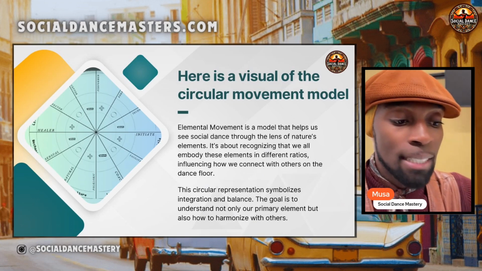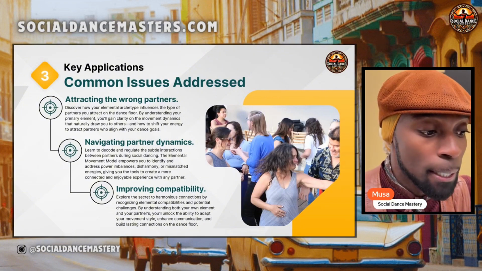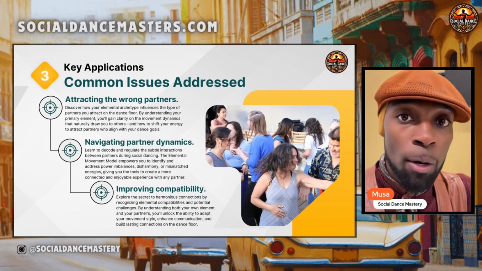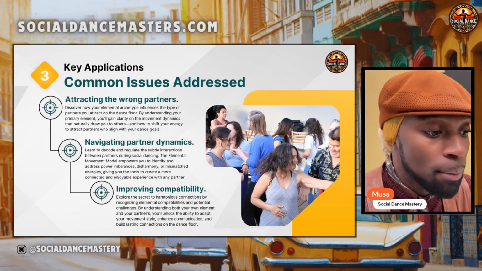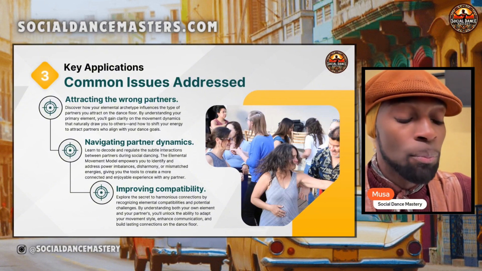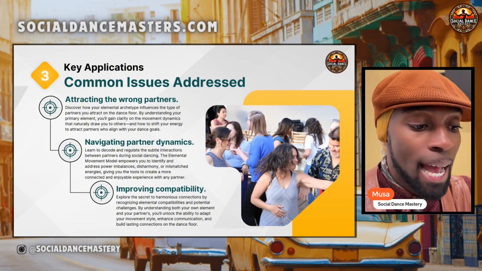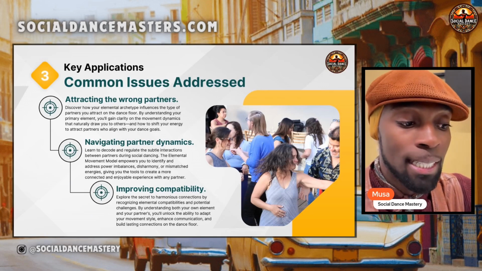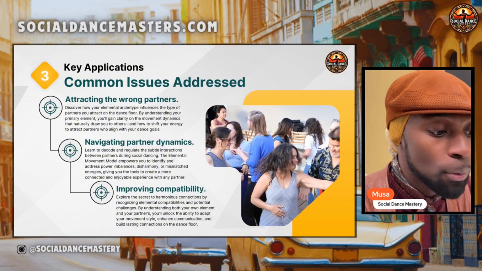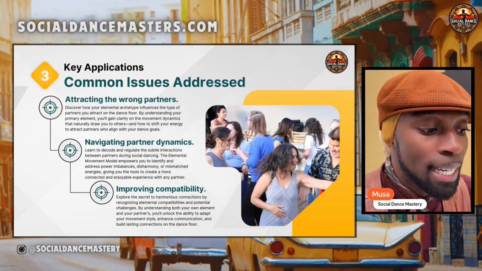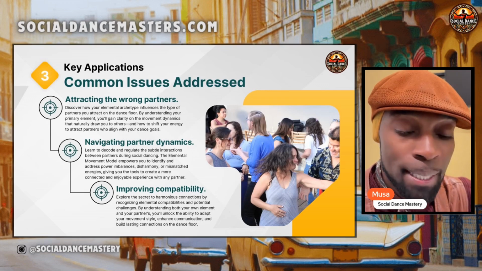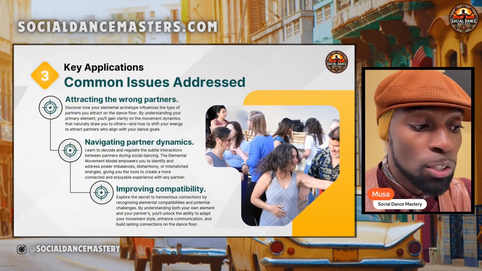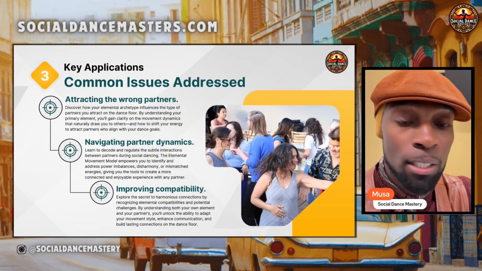What I've noticed is a lot of these concepts can also help dancers with common issues that come up when they go social dancing. This is what I help a lot of the dancers I work with. I help them with issues that come up when we don't understand how the dynamics work, what our part is, and how to shift and adapt to different dynamics. For example, attracting the wrong partners, navigating partner dynamics, improving compatibility. There are actually tools and resources to shift a lot of these issues that are commonly going on.